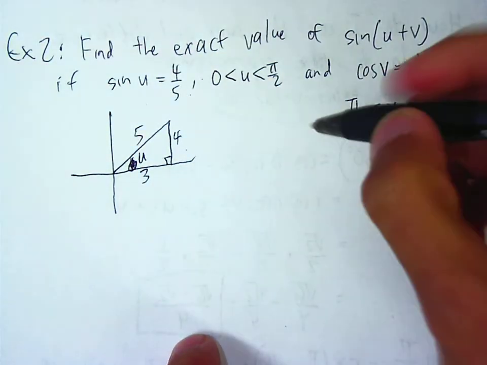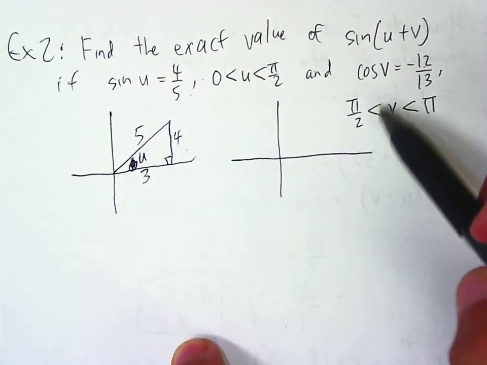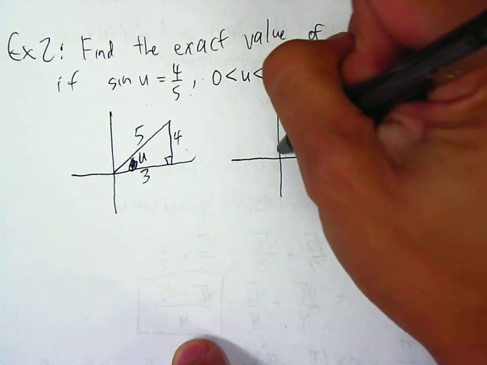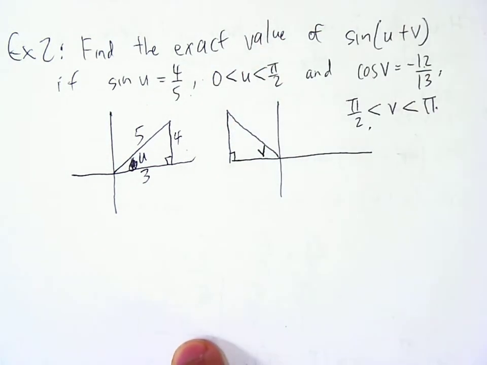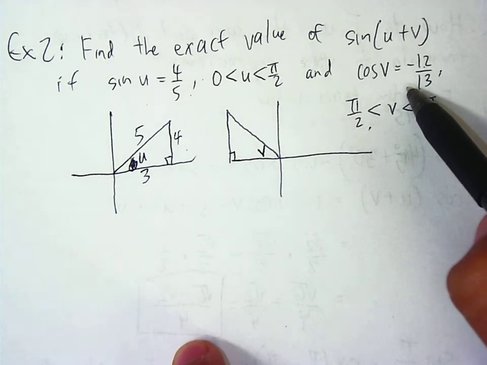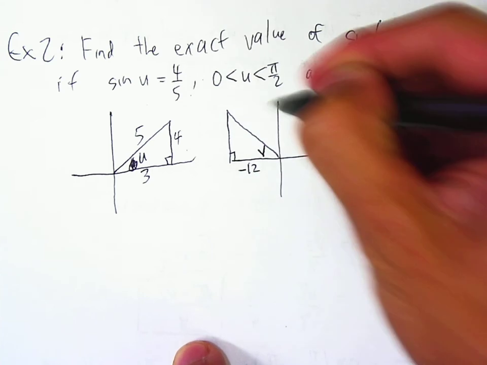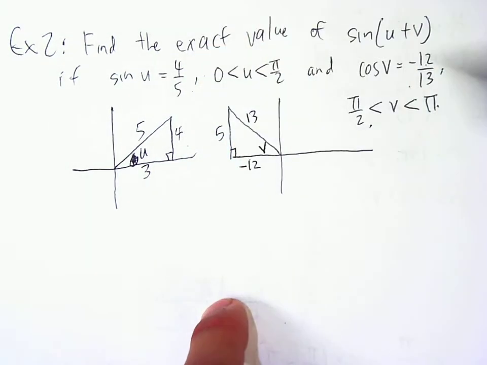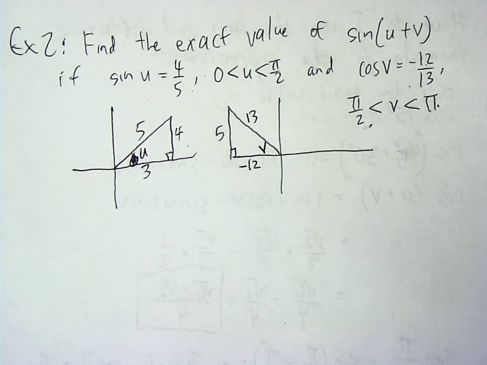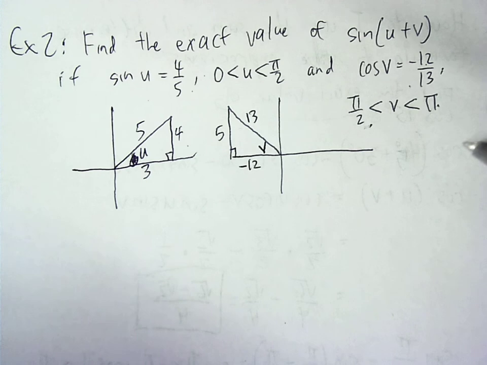Okay? And then for v, I can also draw a triangle. I just have to make sure it's between pi over 2 and pi. So pi over 2 and pi is in the second quadrant. So I'm going to call this v. And cosine of v is negative 12 over 13. So cosine is adjacent over hypotenuse. So adjacent is negative 12. Hypotenuse is 13. So therefore, it's one of your Pythagorean triplets again. It's your 5, 12, 13. And if you really need to find a third side, you might have to use the Pythagorean theorem.